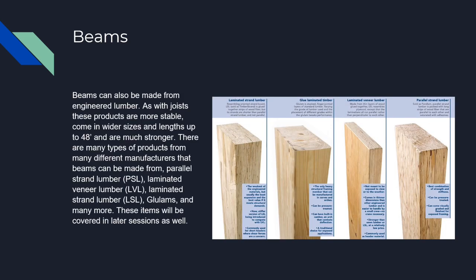Beams can also be made from engineered lumber. As with joists, these products are more stable, come in wider sizes and lengths up to 48 foot, and are much stronger. There are many types of products from many different manufacturers that beams can be made from: parallel strand lumber or PSL, laminated veneer lumber or LVL, laminated strand lumber or LSL, glulams, and many more. These items will be covered in later sessions as well.